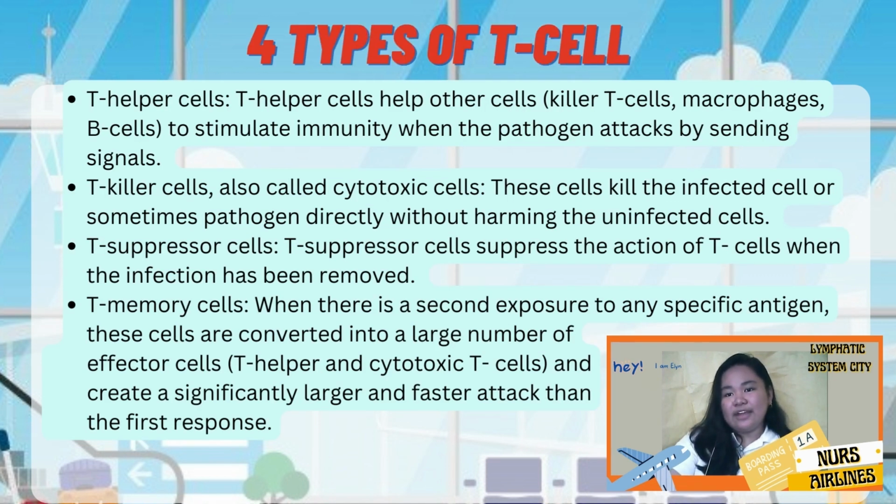Who can we recognize and meet among the T cell family? T helper cell helps other cells to stimulate immunity when the pathogen attacks by sending signals. T killer cells, also called cytotoxic T cells, kill the infected cell or sometimes the pathogen directly without harming the uninfected cells. T suppressor cells suppress the action of T cells when the infection has been removed. T memory cells create a significantly larger and faster attack than the first response.